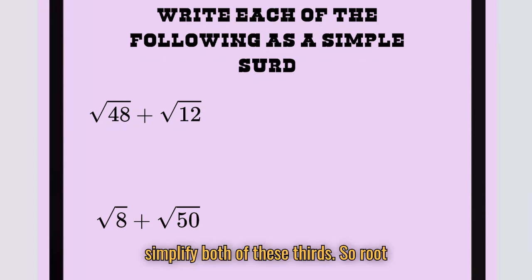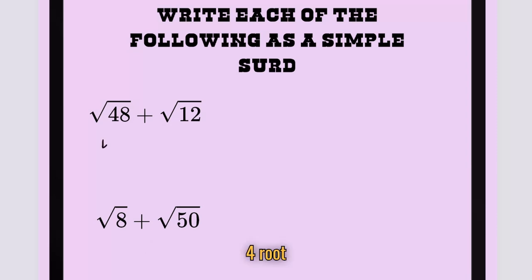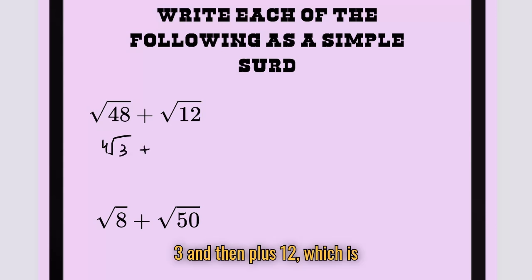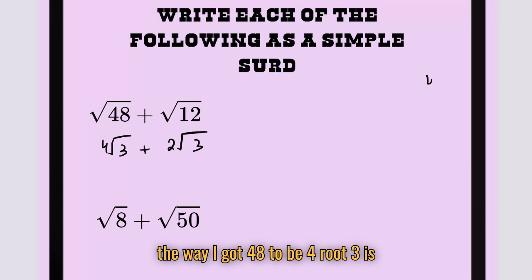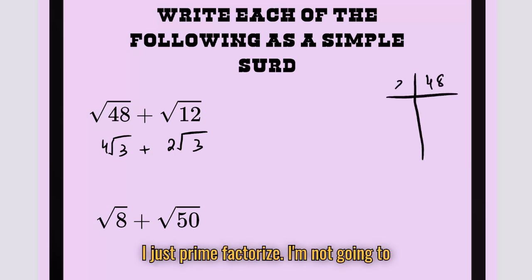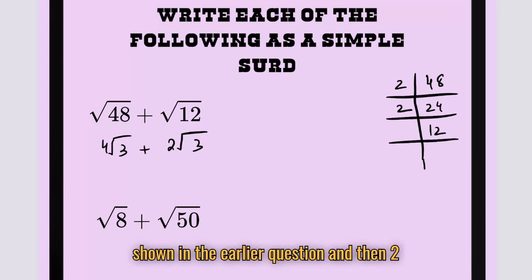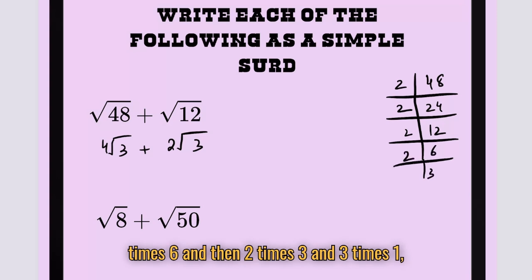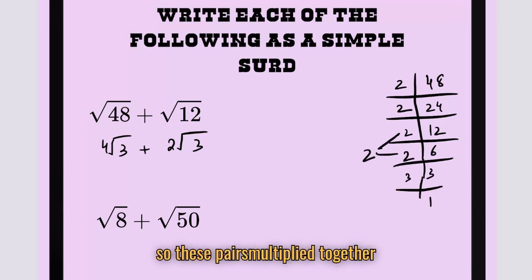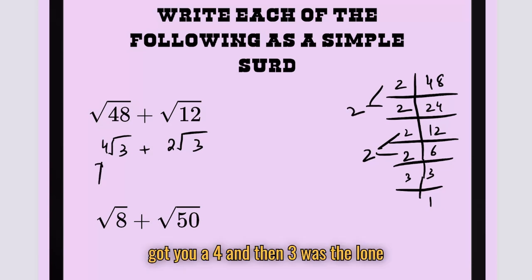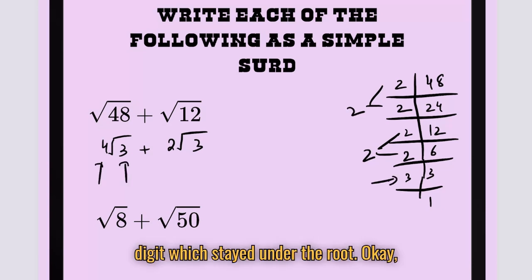In the same way, I'm being asked to simplify both of these surds. So root 48 in the same way comes to 4 root 3, and then plus root 12, which should be 2 root 3. The way I got root 48 to be 4 root 3 is I just prime factorized. I'm not going to repeat that process because that was shown in the earlier question. 2 times 24, 2 times 12, 2 times 6, then 2 times 3 and 3 times 1.